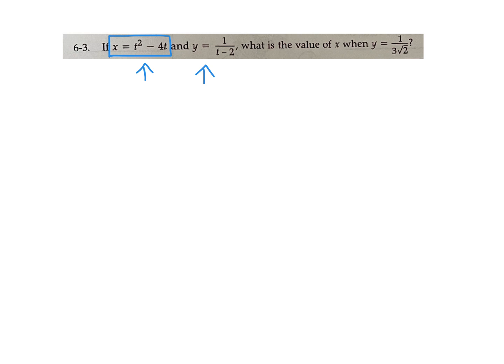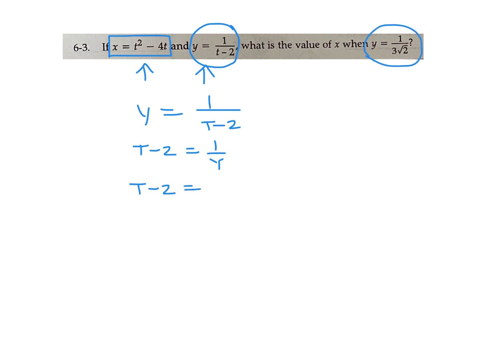We just look for t squared minus 4t, right? I think that should be a little bit easier to get using this. So let me see. If y is equal to 1 over t minus 2, let's cross multiply. That means t minus 2 is equal to 1 over y, right? And then y is this. So 1 over y would just be the reciprocal. I think now it's going to be much easier to get this guy up here.